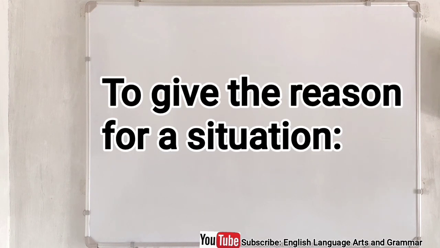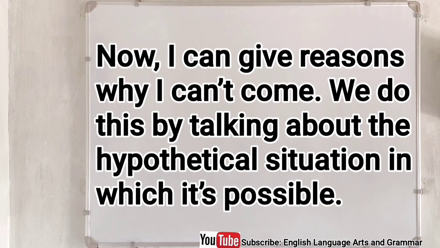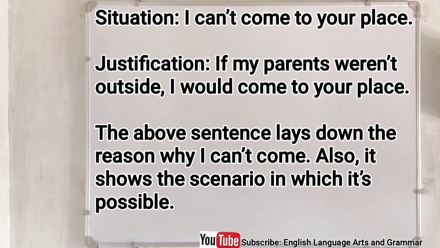Type 2 conditional is also used to give the reason for a situation. Here, we justify a present situation by laying down a condition and its results. Let's say you asked me to come to your place and I said I can't make it. Now I can give reasons why I couldn't come. We do this by talking about the hypothetical condition or situation in which it is impossible. Let us see some examples with some situations and justifications.